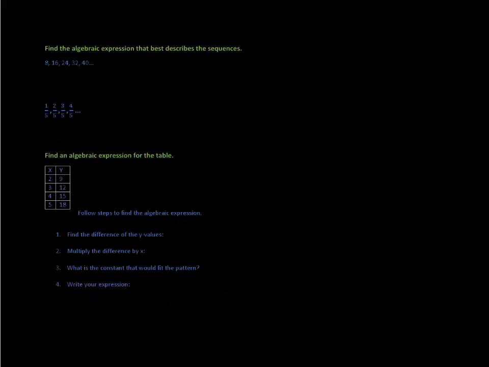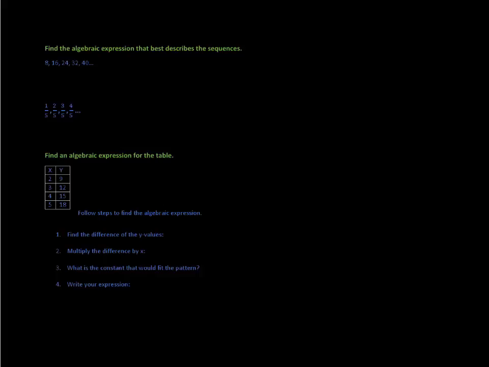All right, and let's see what we have next. So the next section, we have: find the algebraic expression that best describes the sequences. So in this case, they want us to find an algebraic expression based off these numbers. So the first one we have is 8, 16, 24, 32, and 40.